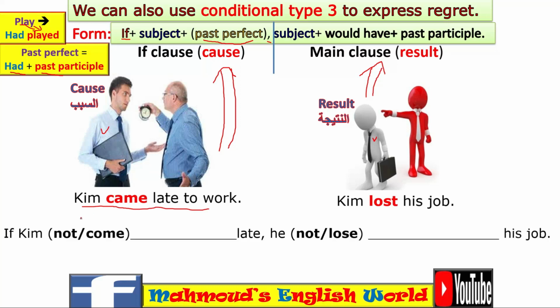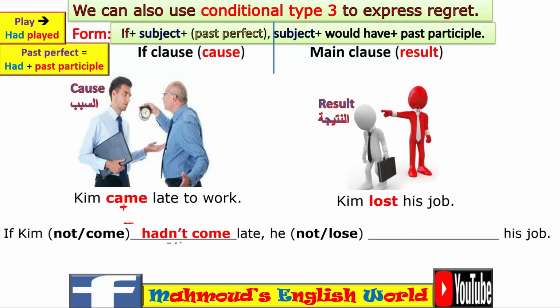Can you help me finish this? If Kim, so if Kim is the subject plus what? Past perfect. So we're going to change this one to the past perfect. Can you do it? So if Kim had come late to work. But remember, if this one is affirmative, had should be negative. It's like wish and if only and should have. The same thing. So we're going to say if Kim hadn't come late to work, he.